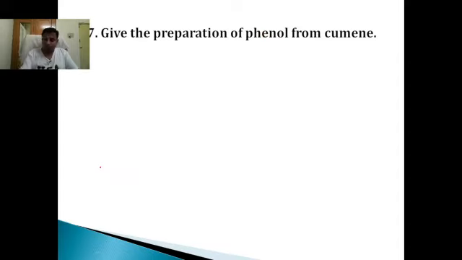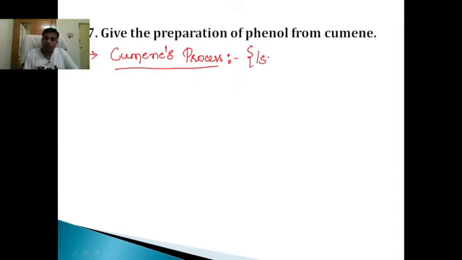Give the preparation of phenol from cumene. That means you are supposed to write the cumene process, correct? Preparation of phenol by the cumene process. What is the formula for cumene? Cumene is nothing but isopropyl benzene, isn't it? One mark question. I hope you know isopropyl benzene.